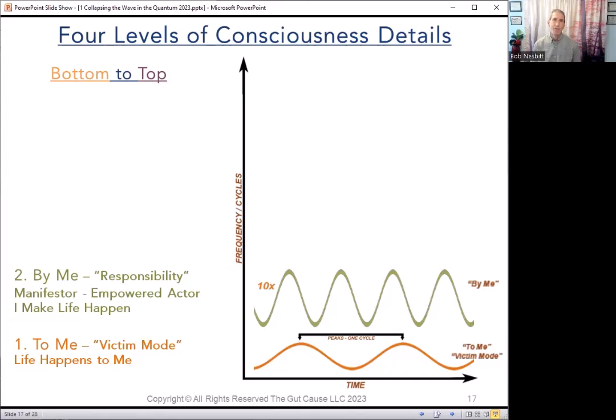So for example, anger has a much higher frequency than fear. So anger can be useful if it's channeled. If it becomes disruptive, it's not, but it's still a higher level of frequency.